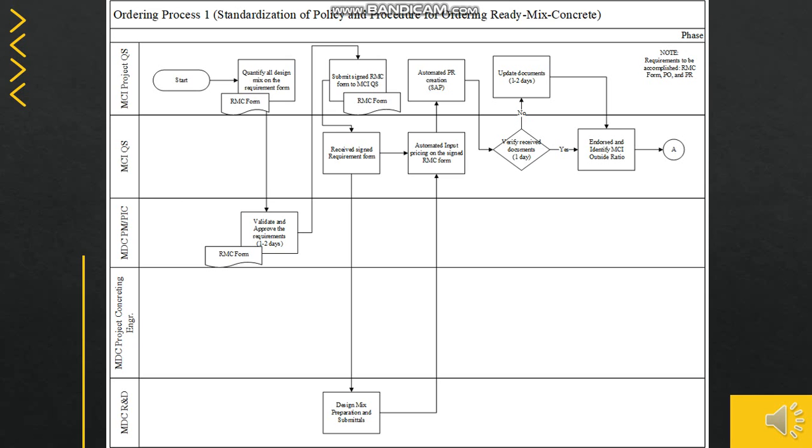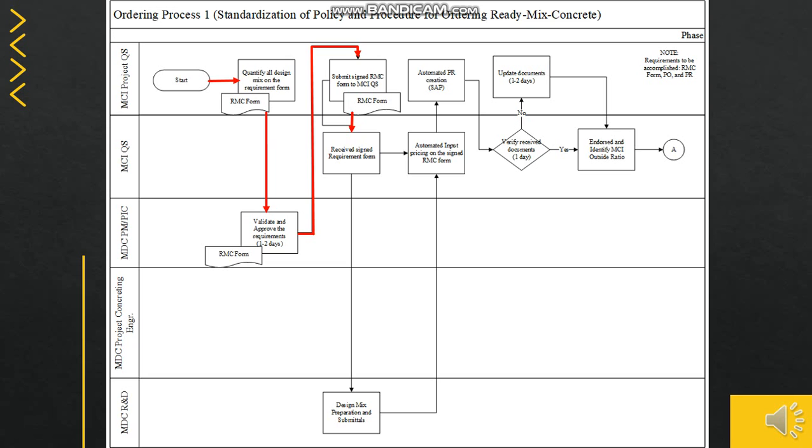For ordering process number 1, it starts in Project QS to quantify all the design mix on the requirement form. Then, proceed to validation and approving of the requirements in PMPIC if it is fit to the available goods. And then, back to Project QS to sign the RMC form, which is to be submitted to MCIQS.